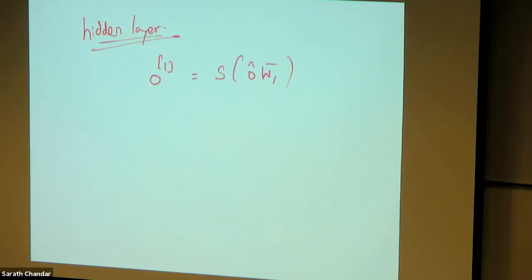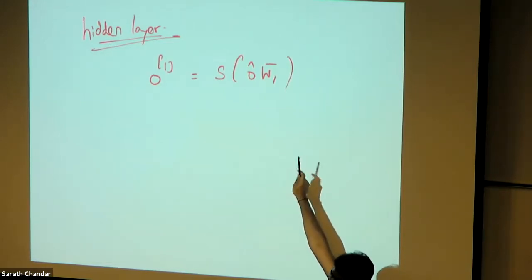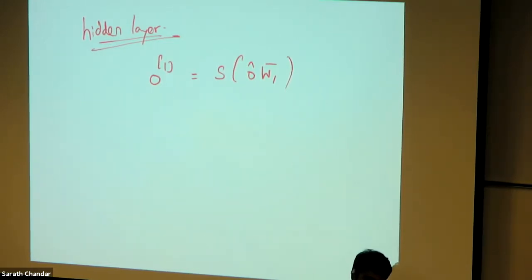Okay. Now, this can be written efficiently by using matrix operations. So here is my hidden layer equation. My hidden layer O of 1 can be written as S of O hat times W1 bar. Here you see that you take the input O hat, which is a vector, and multiply it with the matrix W1 bar. You get another vector, and for that vector you apply your activation function. It could be sigmoid or tanh, any function. Then you get O1. O1 is actually our h of x.